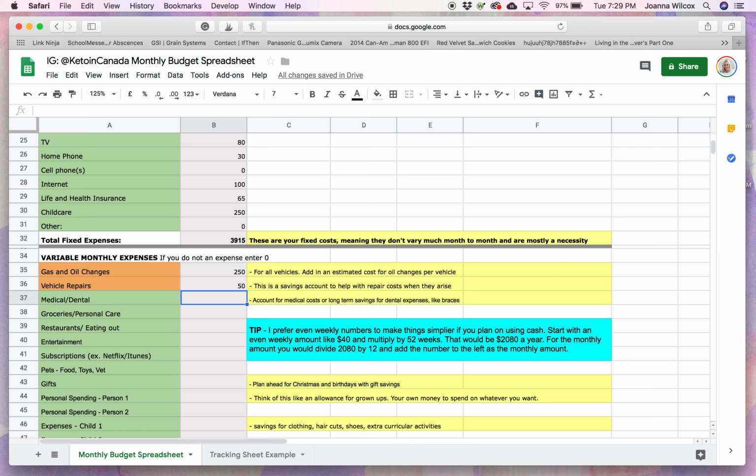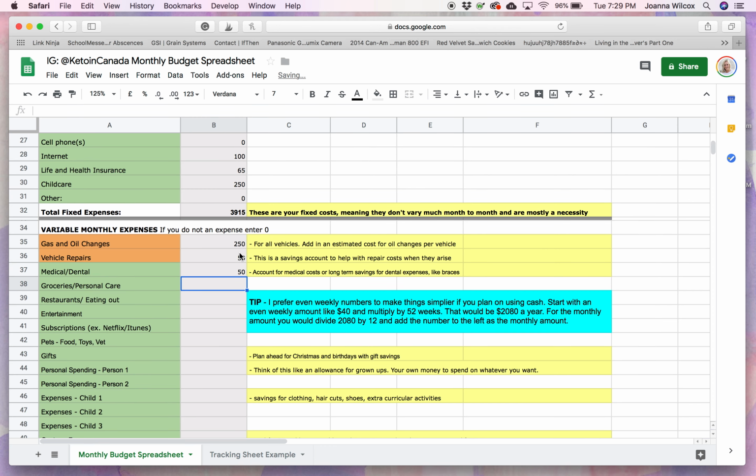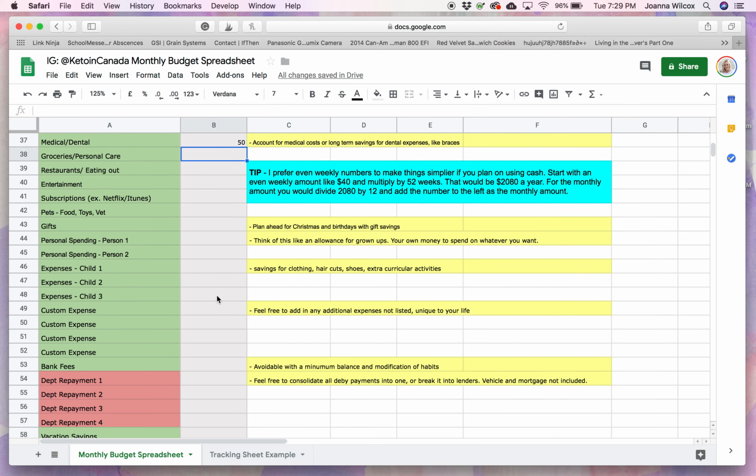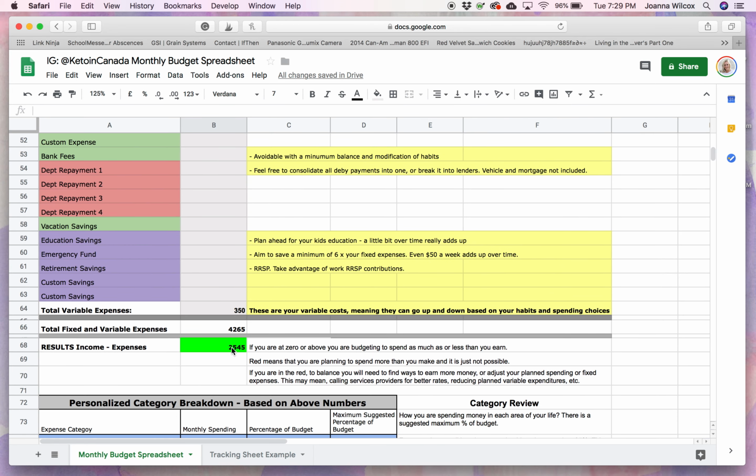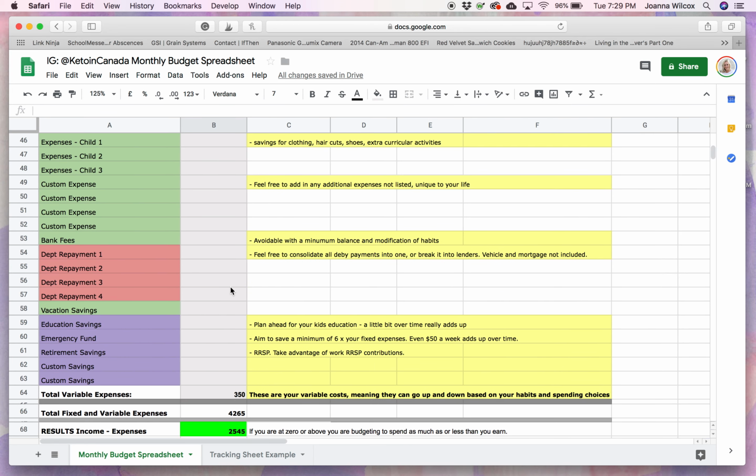Medical, dental depends. Again, if you're in the States, you might have huge medical costs, or might have a $900 a month medical or dental expense. We don't here in Canada. It comes out in our taxes. So medical, dental for us might be closer to $50 a month. So as you enter in this information, you're going to see that at the bottom, it keeps subtracting. So this number is going to get lower.